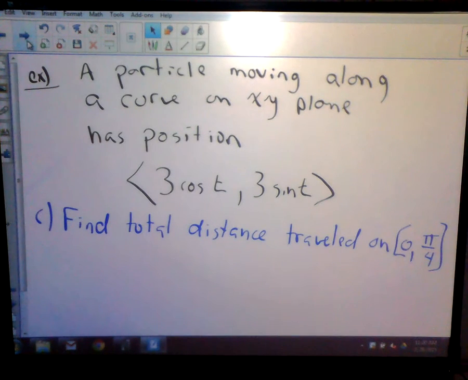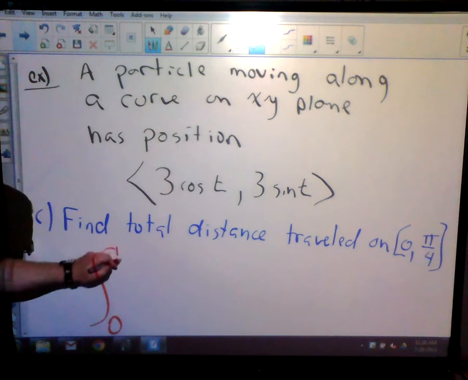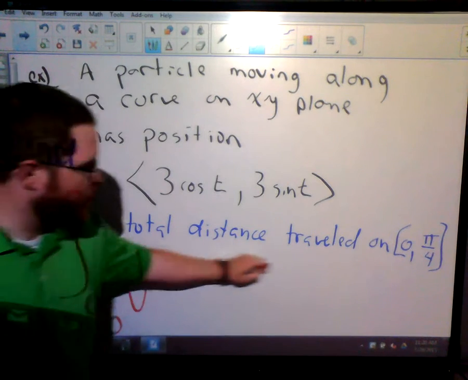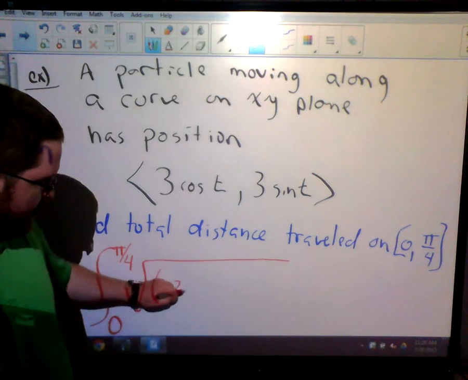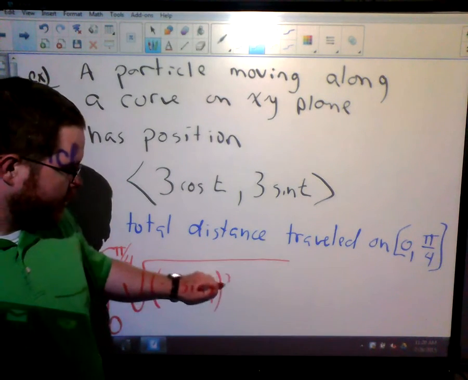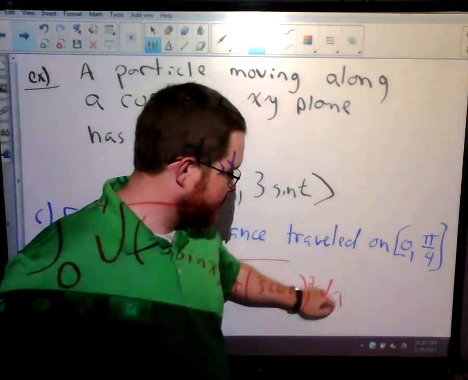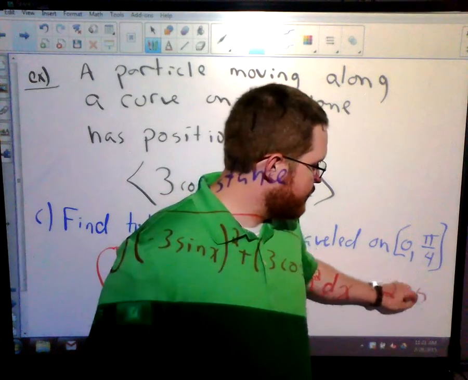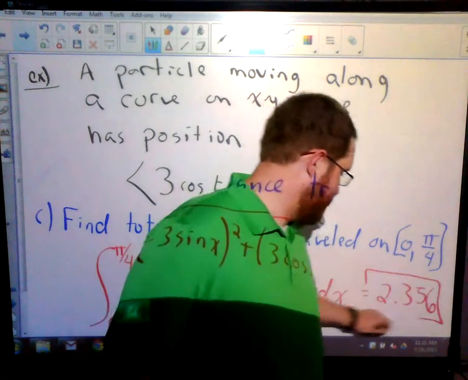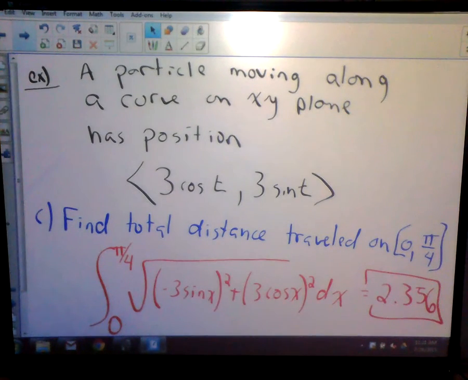What about the total distance traveled between 0 and pi over 4? Well, that's the integral of speed. So it's the integral from 0 to pi over 4 of the square root of negative 3 sine of x squared plus 3 cosine of x, quantity squared dx. Again, a calculator problem, but I'll tell you the answer is 2.356. Okay? So those are the only two big formulas, speed and total distance traveled.